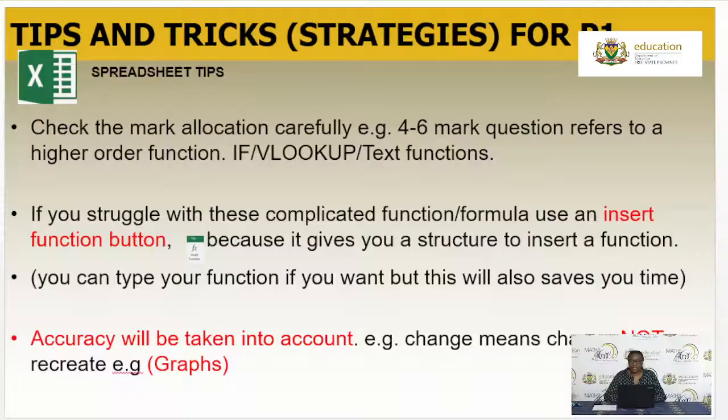Right? I'm still going to emphasize the importance of checking the mark allocation. If you get a mark of 4 to 6 marks, this normally refers to a higher order question. For instance, your IF function, your VLOOKUP, your text function. It means the mark allocation is the one that is going to guide you, whether this is a higher order question, for instance.